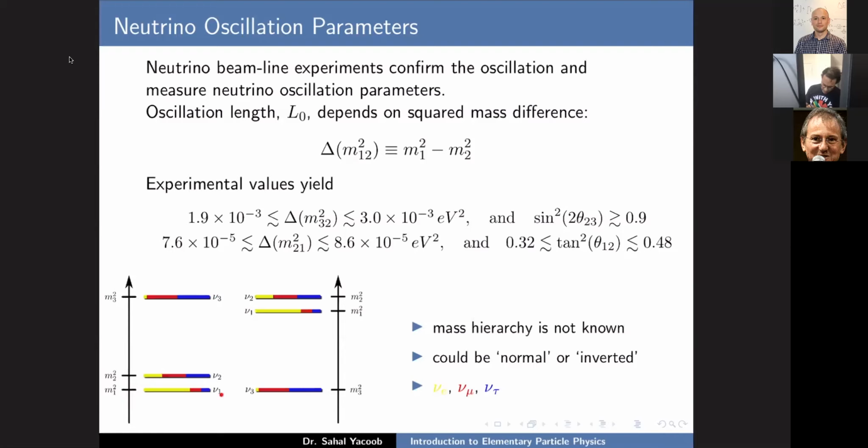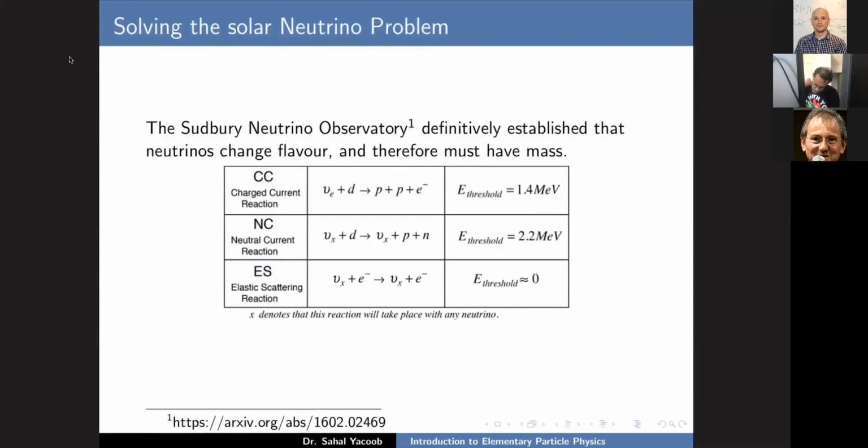So we could have nu1, nu2, nu3 with the masses going up, or we could have nu3, nu1, nu2 with the masses going up. Those are called either the normal or the inverted hierarchy. We don't know which one of those is real. That's one of the active areas of research.